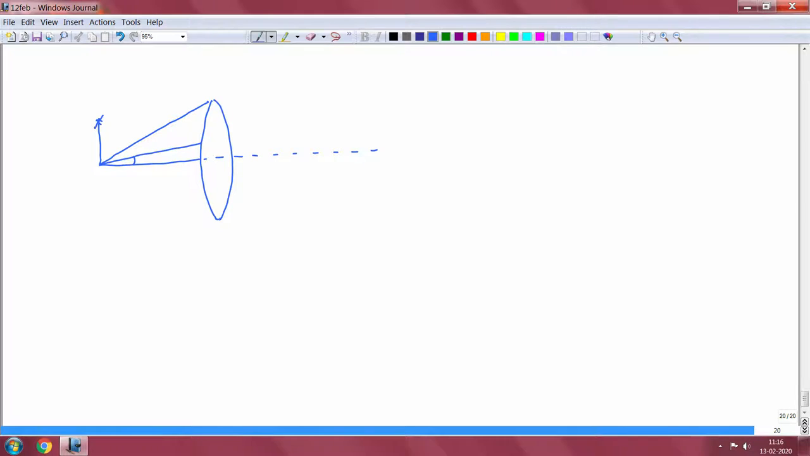The moment we go to a real system, away from Gaussian optics, you immediately realize that the extent of refraction is very different. Okay, so what is going to happen is that the light rays that are closer to the central optical axis focus at a different place compared to the light rays originating from the periphery.